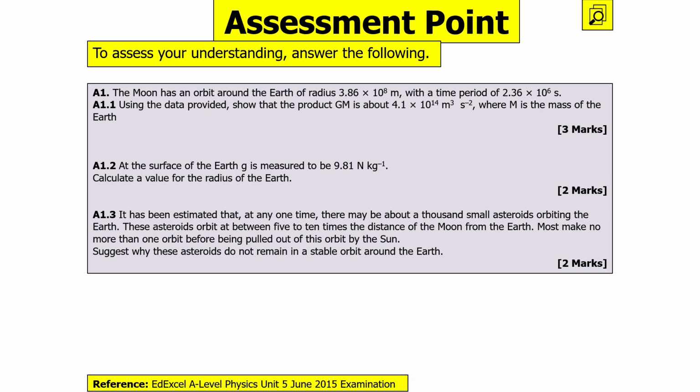So, pause the video now, then unpause the video when you want to go through your answer.